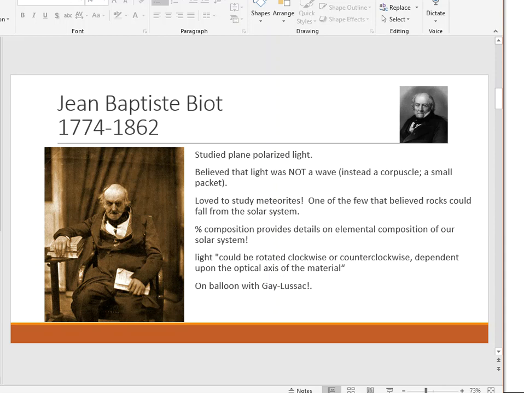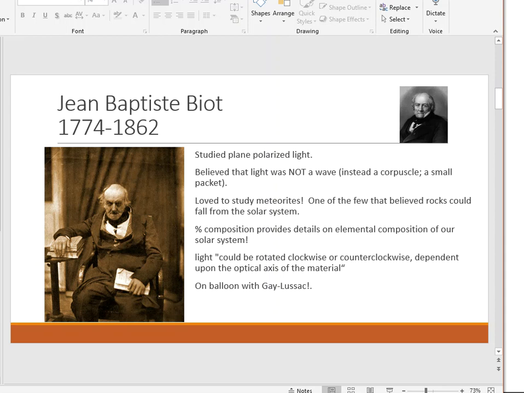He studied plane polarized light. That's basically what he did for his life, at least in the later years. He looked at how molecules would rotate light, and he knew that some went left and some went right. The problem, though, is that he actually had a completely different theory of what light was. He did not say that light was a wave.